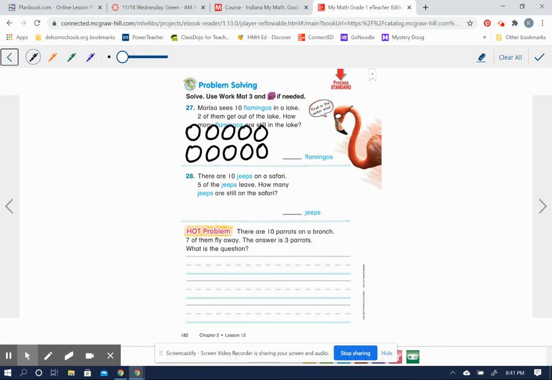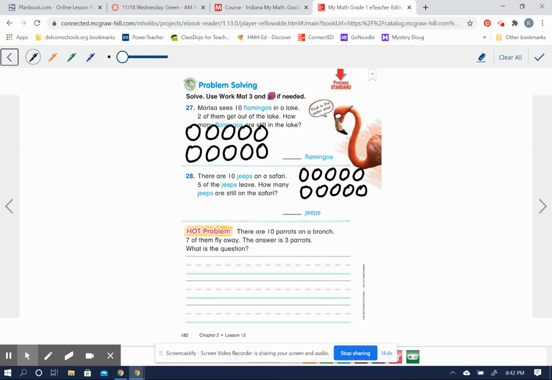Okay, number 28, I'm going to do the same thing. There are 10 Jeeps on a safari. Okay, we're going to draw 10 counters. This is as far as I go. You get to put the X's on it. It says 5 of the Jeeps leave. So put some X's on those. How many Jeeps are still on the safari? Tell me what's the difference then. After you put X's on them, how many are left?